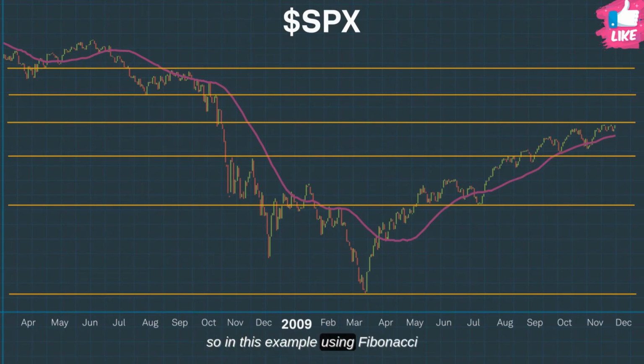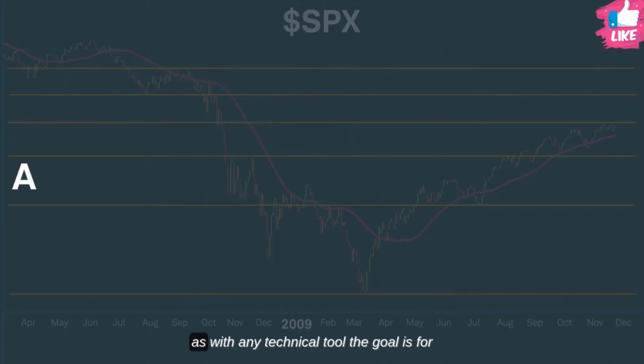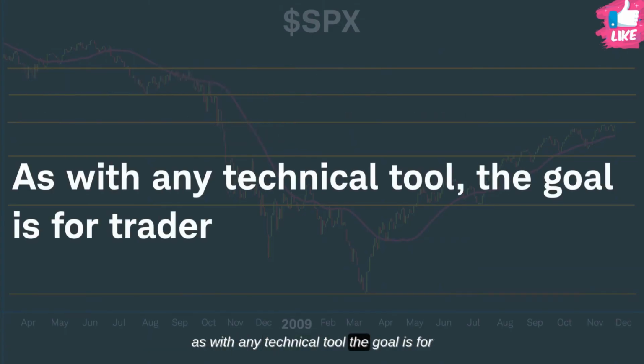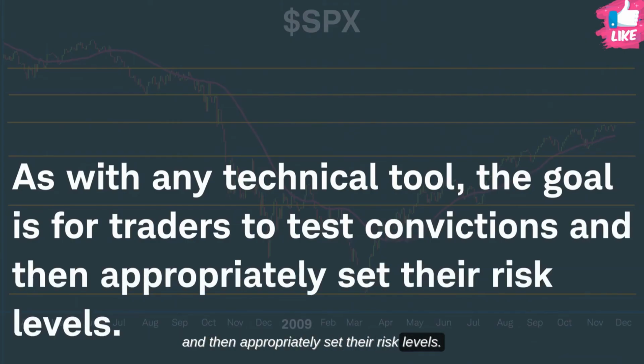So in this example, using Fibonacci retracement levels and then moving averages could have helped to identify a bull trap in late 2008 and a buying opportunity in early 2009. Of course, this isn't to imply that Fibonacci tools are infallible. As with any technical tool, the goal is for traders to test convictions and then appropriately set their risk levels.